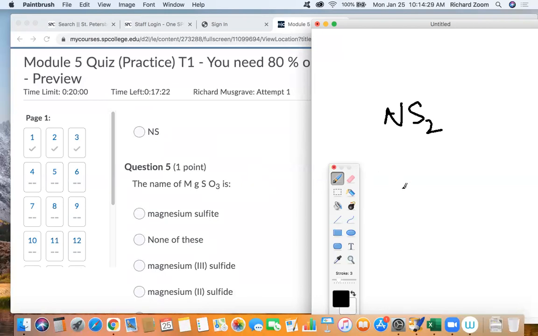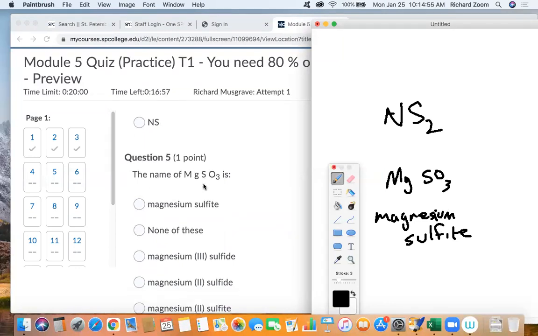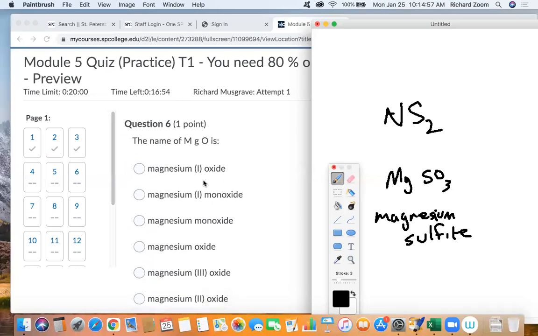MgSO3, what's the name of that? Magnesium sulfite, so magnesium and sulfite. Again, pick that up off the polyatomic ion sheet. Does anybody have any questions?